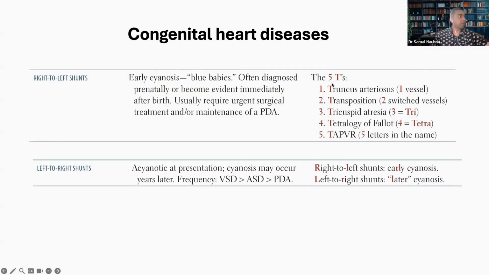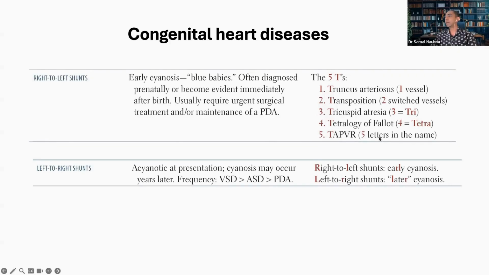So what is the mnemonic to learn the diseases that cause this right to left shunting, or cyanosis, where the baby would turn blue? These are the 5 T's, or the terrible T's, if you like that mnemonic. Truncus arteriosus, then transposition, then tricuspid atresia. Our favorite one is tetralogy of Fallot. Tetra is, of course, 4 features, right? We saw the 4 features mentioned in the question.